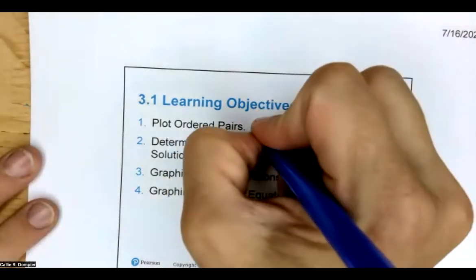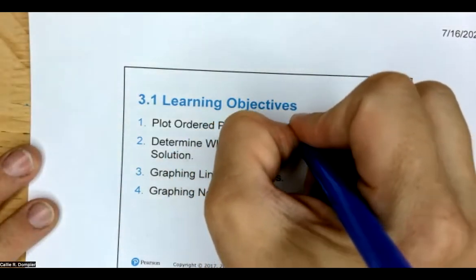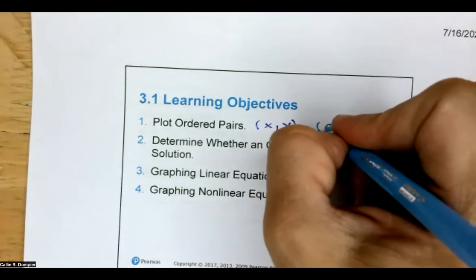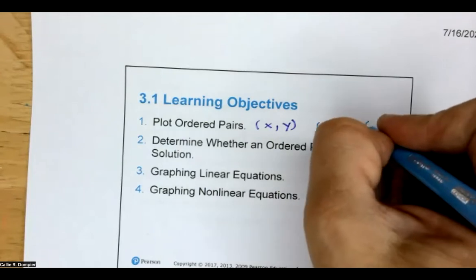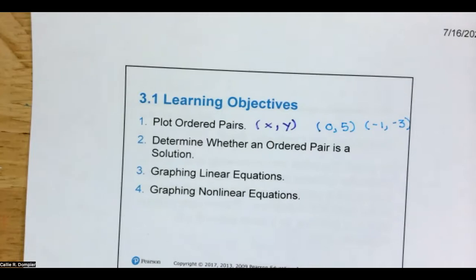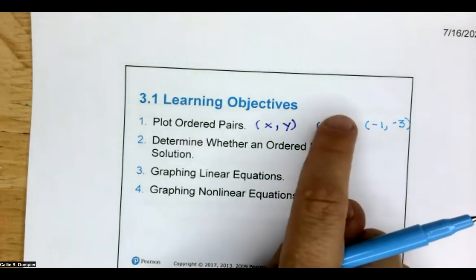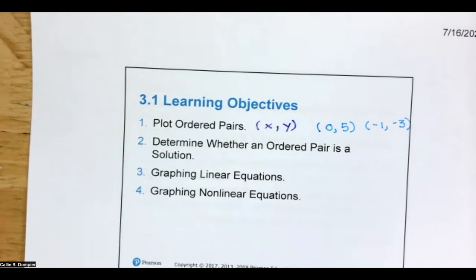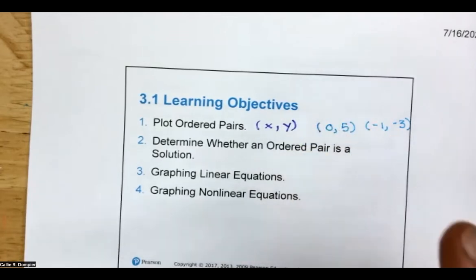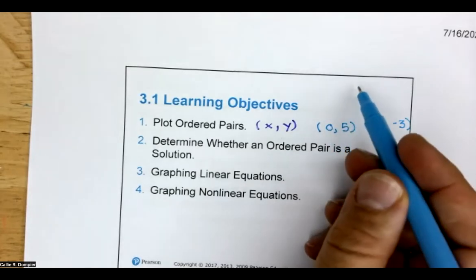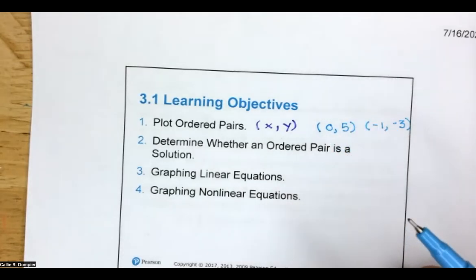An ordered pair is x, y, okay? Or it is two numbers like 0, 5, -1, -3. So when you hear ordered pairs, think two numbers with parentheses. It's not related to the inequalities, parentheses. So think of two numbers with a comma in between them and parentheses around them, and it tells you where a point is on a graph, okay?